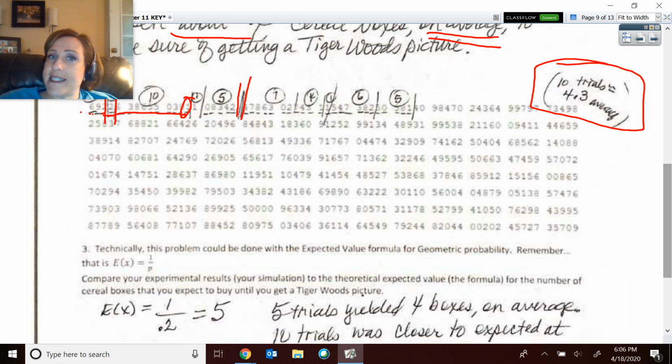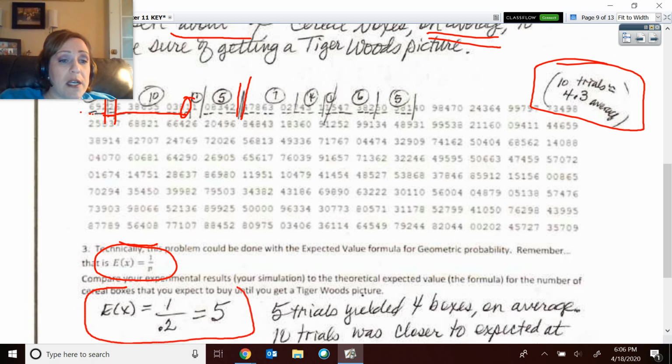All right, and see here in this case, technically this problem could have been done because we were just looking at how many do you expect to go until you get one of those items. So this technically could be, again, that geometric probability until you get one. And so that 1 over p was 1 over 0.2, which is 5.